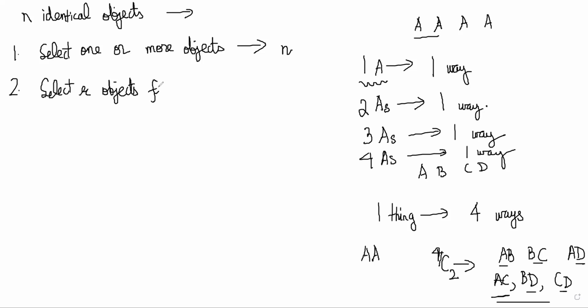So suppose the question was instead of that, select R objects from n identical objects, right? How many ways can you do this? Now it is not a sum of one or more, it is just an exact value, r objects from n identical objects. So how many ways will you be able to do this?